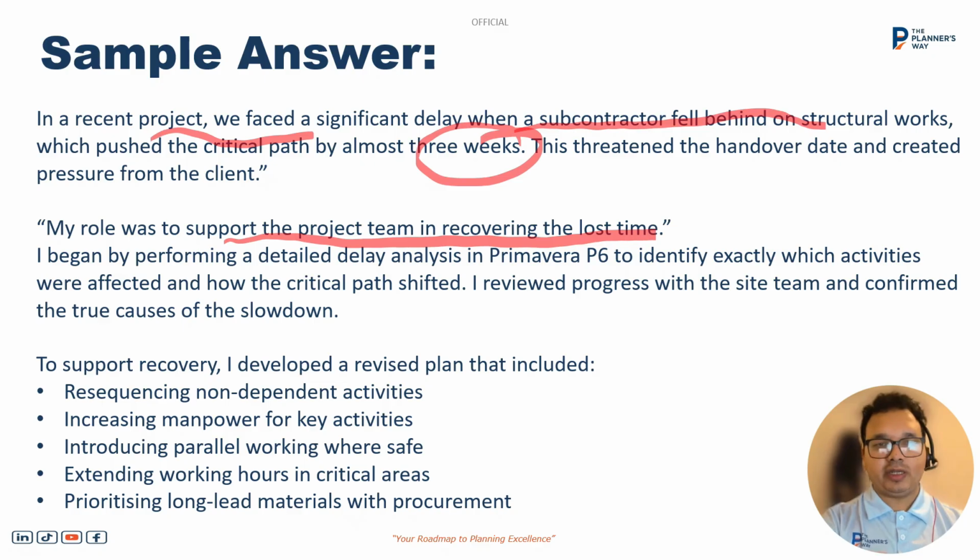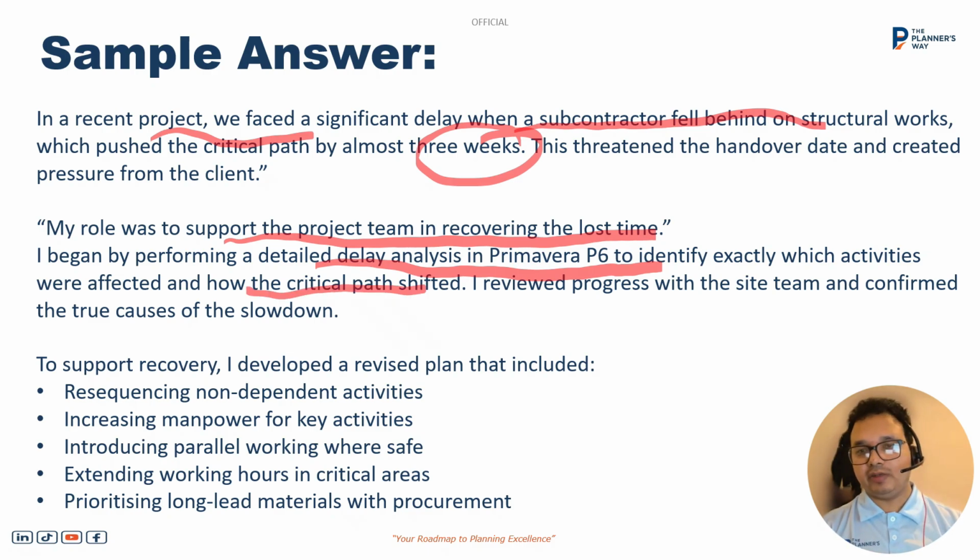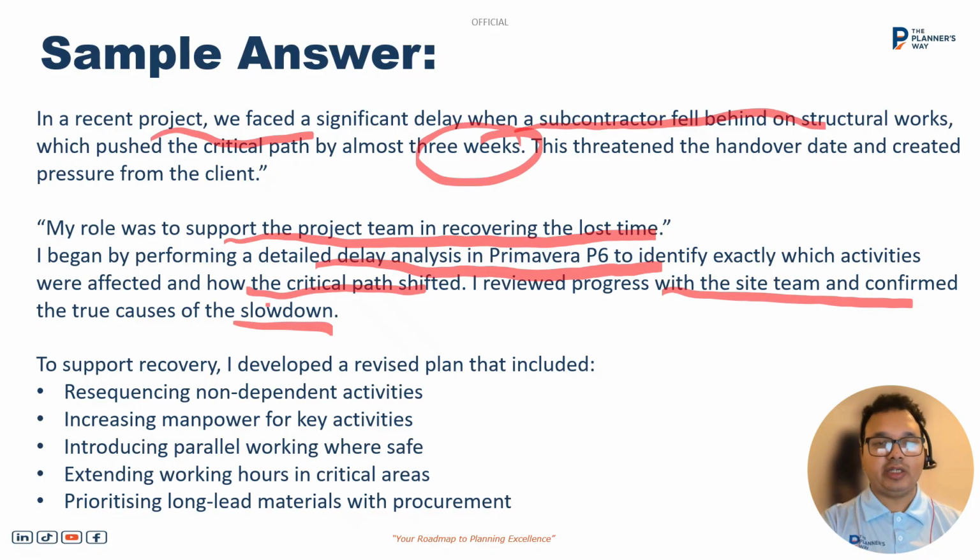First, I performed a detailed delay analysis in Primavera P6 to identify exactly which activities were affected and how the critical path shifted. Then I reviewed the progress with the site team and confirmed the true cause of this slowdown. What was the reason for the delay and what was the progress till now? So I confirmed it with the site team. Then I developed a revised plan that includes resequencing non-dependent activities. Before revising the plan, I did a what-if analysis in Primavera P6. I made a copy of the last approved program and worked on the copy version of that program.